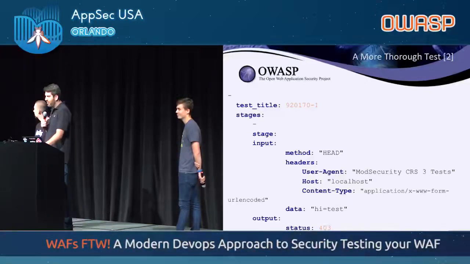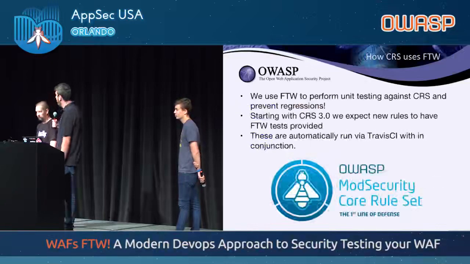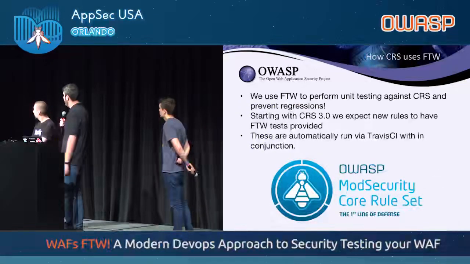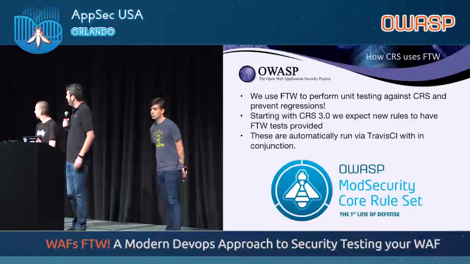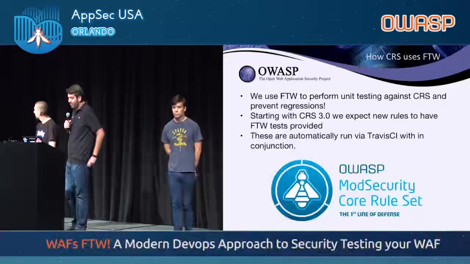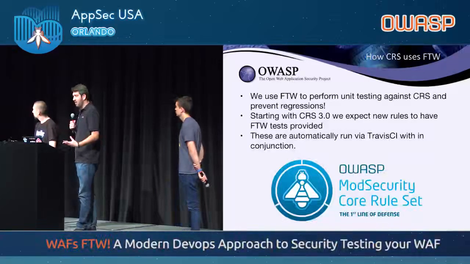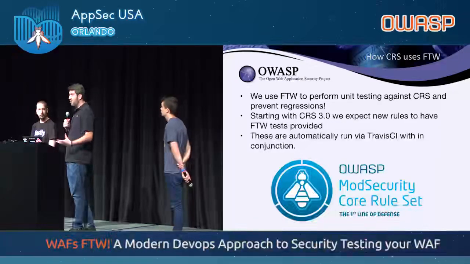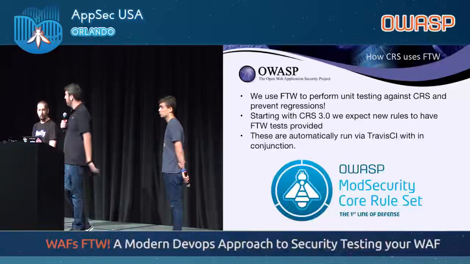So as we kind of go forward, we'll transition to how we use it for the OWASP core rule set project, which is going to be a little bit different from how Christian will talk about it. So for OWASP core rule set, we use it for regression testing, almost exclusively. We have an entire corpus that tests almost all of our rules right now.